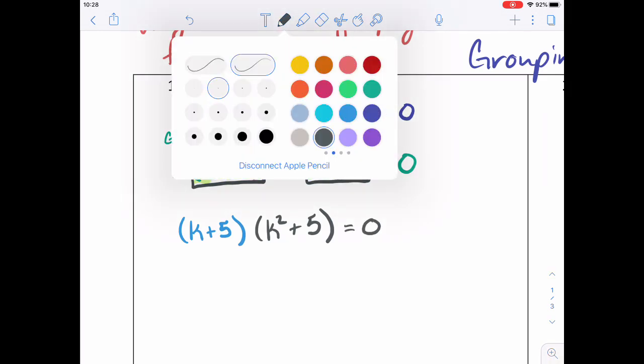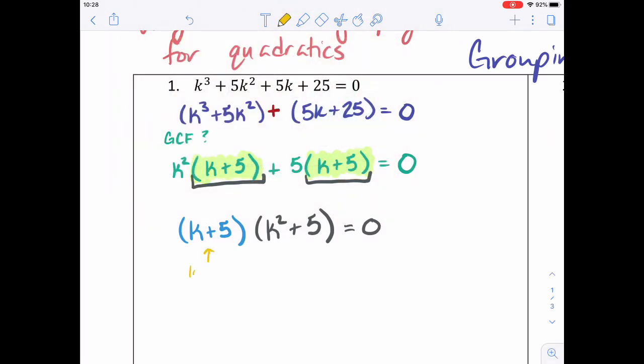Something interesting to note is that we have a linear factor and we have a quadratic factor. We can't actually factor this quadratic factor anymore because it's a sum and it's a binomial, so we can't go any further than this. So we have a linear and a quadratic, so this is degree 1, remember, and this is degree 2. If we add those up, we get degree 3, which is the degree of our original problem. Do you remember what degree 3 is called?